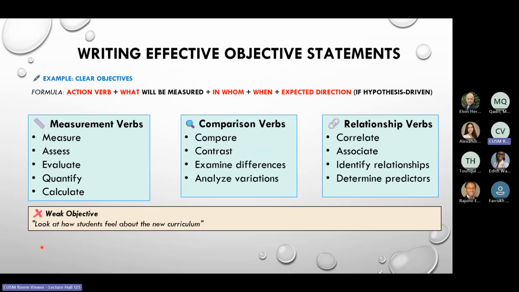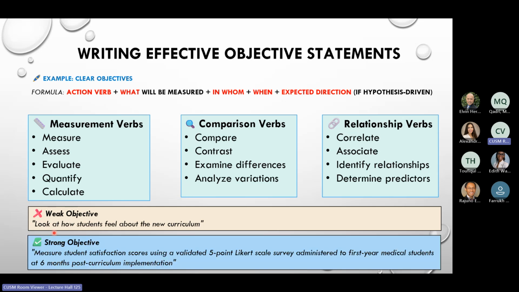A weak objective will use words such as look. I laugh at that because I don't think I've ever read an objective of some recent research projects that use verbiage like look at how students feel about their curriculum. They'll typically use verbiage like measure, assess, evaluate, or compare how different medical students in different cohorts feel about the new curriculum, or correlate the differences between the different levels of students about how they feel about the new curriculum. We very rarely see words like look or see. These are very weak objectives. They're not giving you enough direction in the activities that you should be performing.